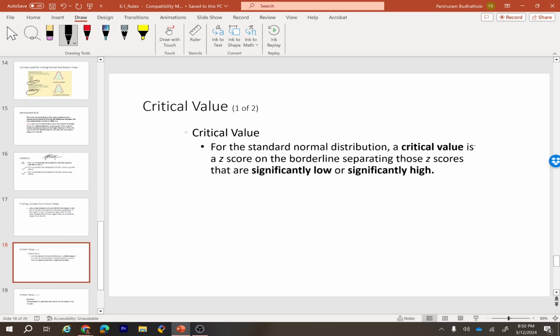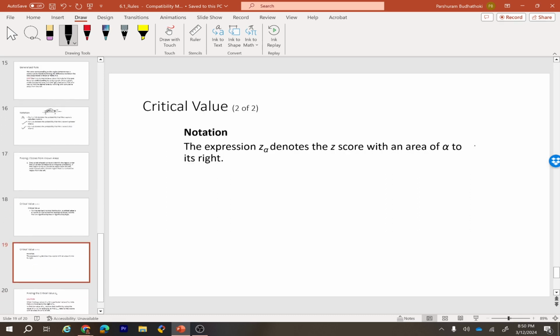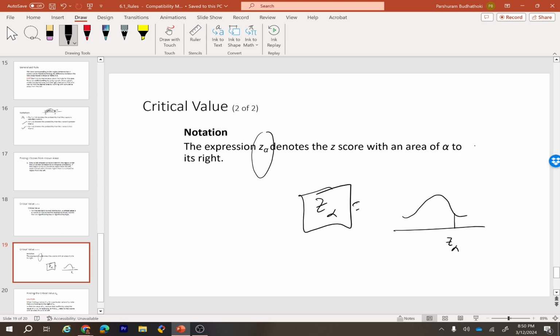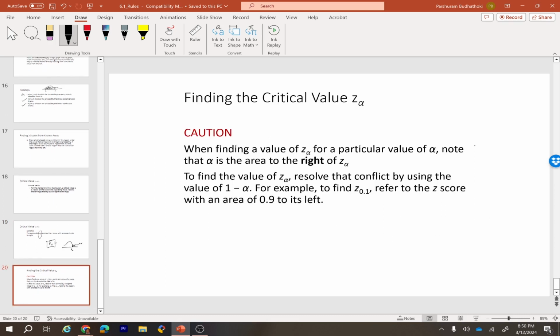One more thing I would like to mention is the critical value, and this is the notation for the critical value, z alpha. This notation denotes the z-score such that the area under the standard normal distribution curve to the right is equal to alpha. So the area under the curve to the right of this z-score is equal to alpha. That's called the critical value.